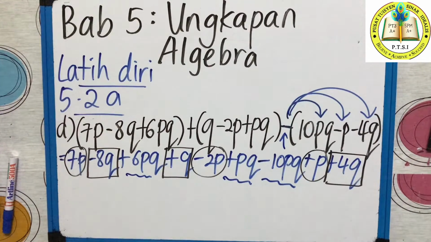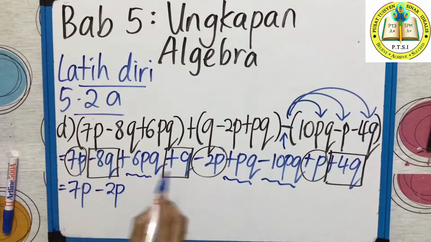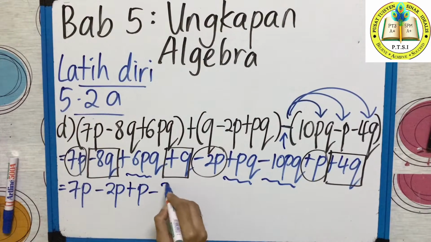Sekarang cikgu susun. Langkah ketiga, teacher arranges. So, how does teacher arrange? 7p minus 2p. Yang bulat-bulat tu kamu letak dulu. 7p tolak 2p tambah p. Okay. Next one, negative 8q.